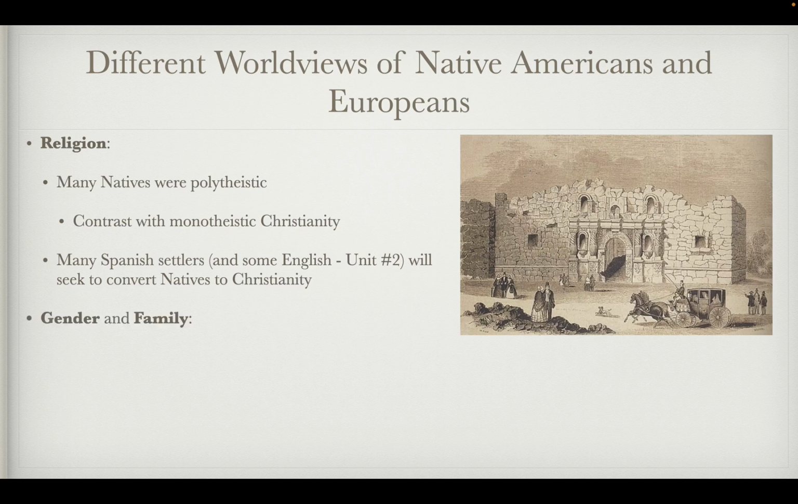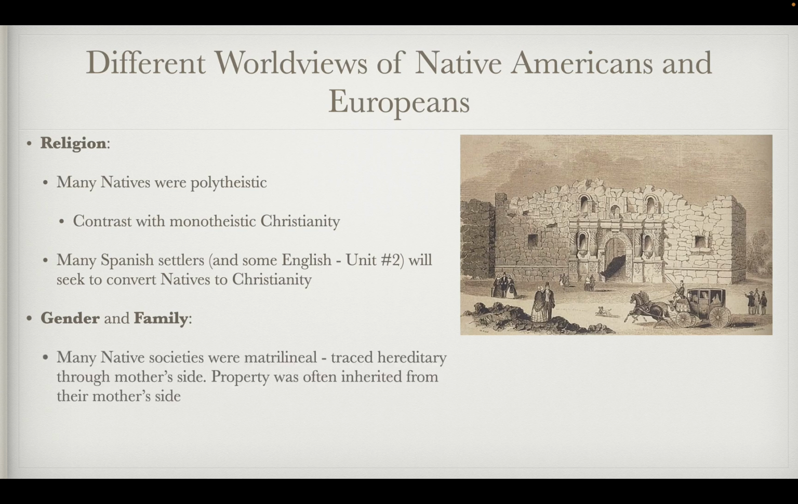Gender and family roles were also a significant difference between the two groups. Many Native societies were matrilineal, which means they traced their hereditary through their mother's side, and property was often inherited from their mother's side. Contrast that with property often being inherited from the father's side when it comes to Europeans. So contrast with European societies tracing hereditary through the father's side as well.